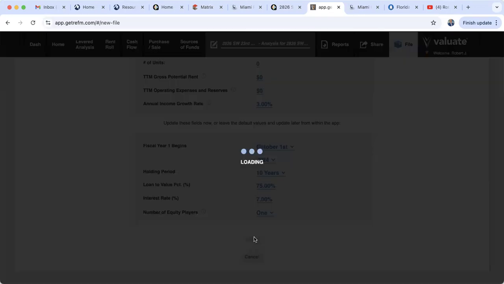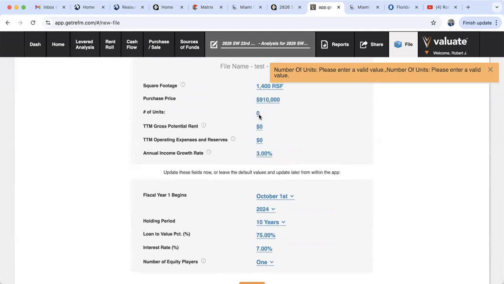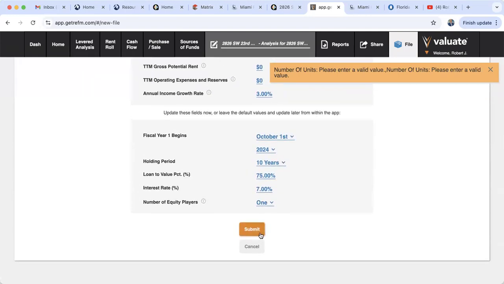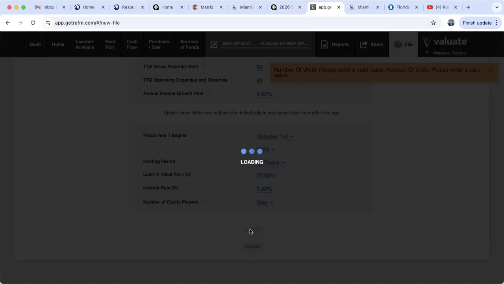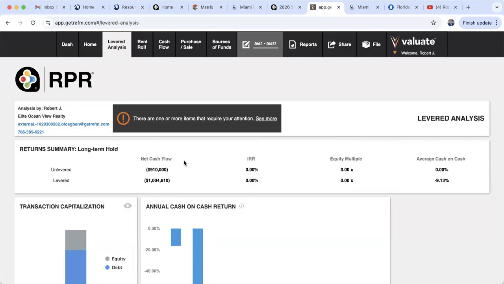Ready? We're gonna go ahead and click on submit, and let's hope for no mistakes now. Number of units. I forgot to put that. 4 units. All right. Submit. All right, guys. So let's go ahead and just click on levered analysis and see what's going on here.